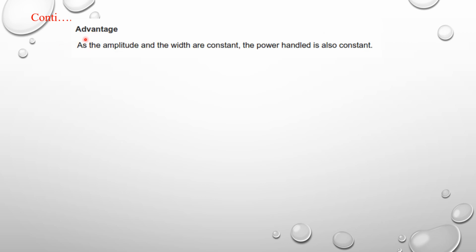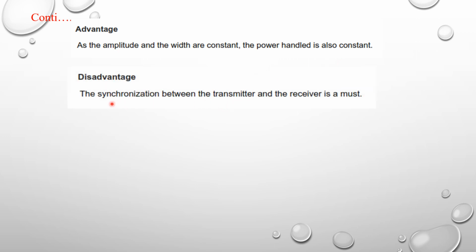The advantage of the PPM signal is that in a PPM signal, amplitude and width are constant. The power handled is also constant. In PPM, synchronization between the transmitter and the receiver is a must. So this is one limitation of the PPM signal.